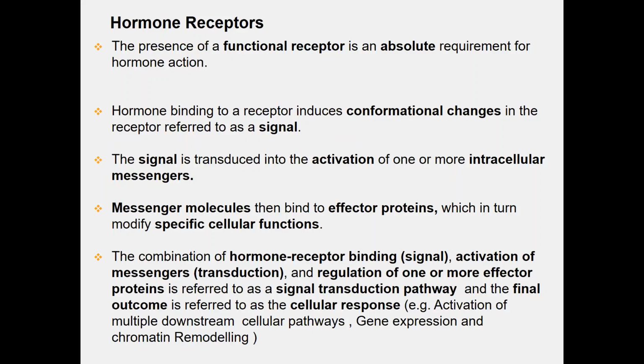Now, as we mentioned, the hormone can't exert its function on the target cell without the presence of a specific receptor on this target cell. So the hormone receptor binding is the crucial step in initiating the function of the hormone. Now, the binding of hormone to its designated receptor induces conformational changes in this receptor.